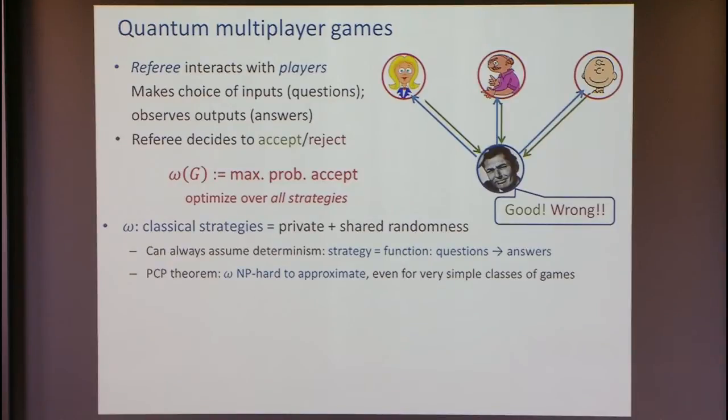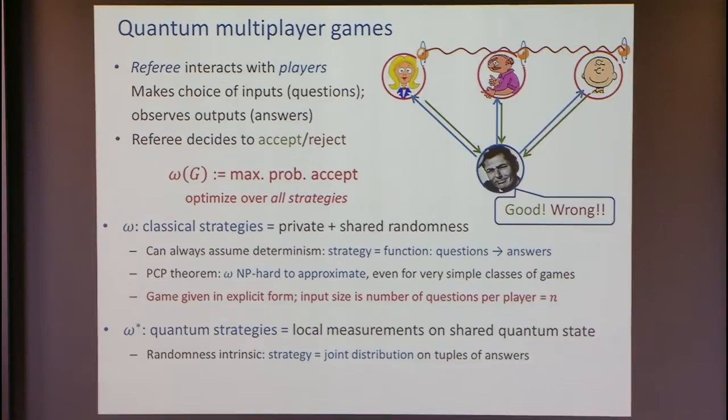So if there's no star, this omega here will be the classical value, the optimum over classical strategies. And we already saw this. This is a quantity that's NP-hard to approximate, as a result of the PCP theorem, to within constant factors. I mentioned this.